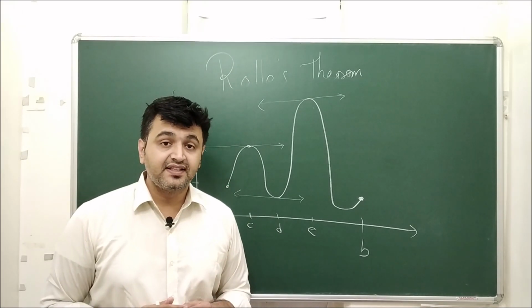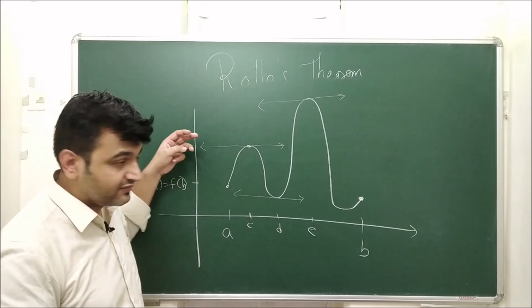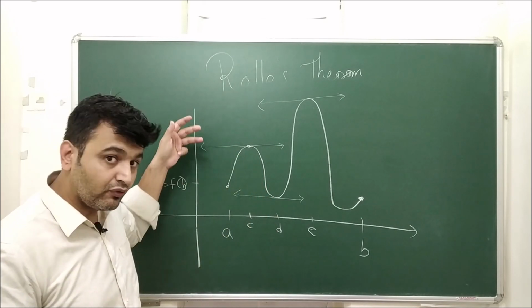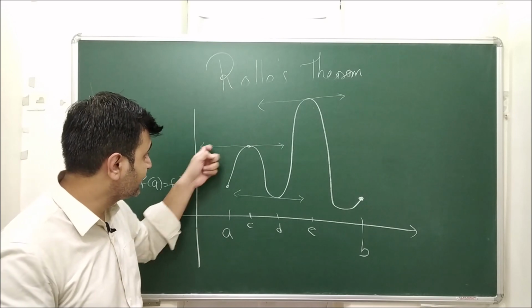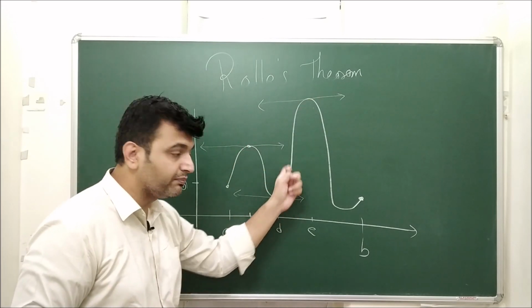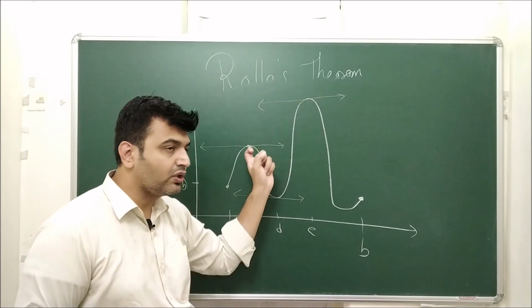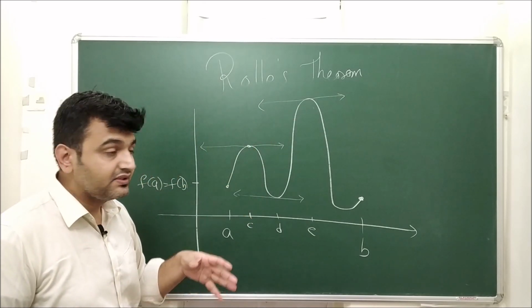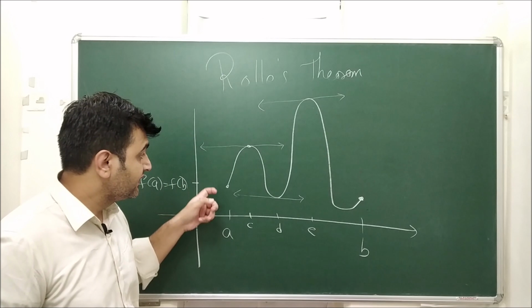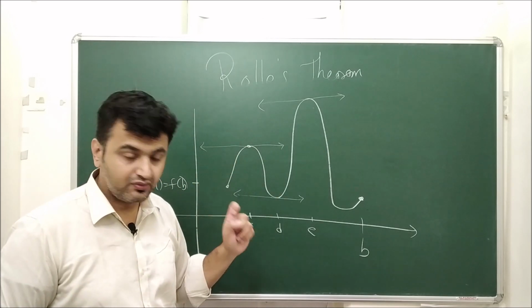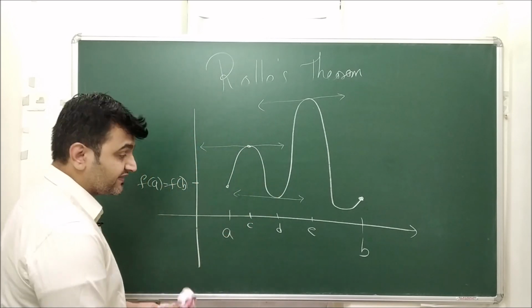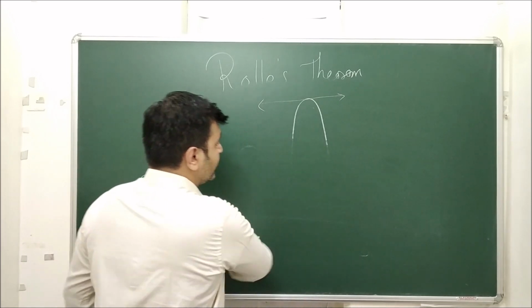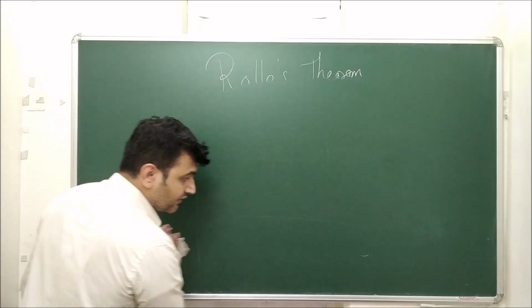Now we will see what happens if one of the conditions fails. We saw that there were 3 conditions. If all 3 conditions are satisfied, then this nice thing happens: you will have at least one bump. Whenever you have a bump, the tangent line is horizontal. So we will now see examples where if one of the conditions fails, then you may not have that bump, so that you realize that all 3 conditions are required.